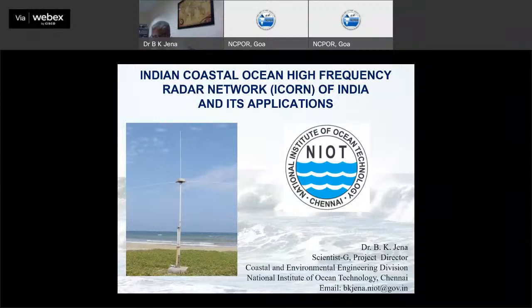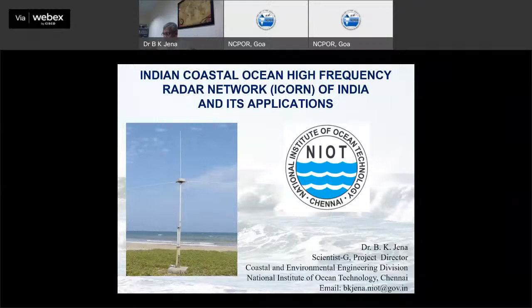So thank you all. As you are aware, this is a part of the Indian Ocean Observation Network. The National Institute of Ocean Technology operates and maintains a network of high frequency radar systems along the Indian coast, known as the Indian Coastal Ocean Radar Network, that is ICORN. It is a land-based remote sensing system capable of measuring surface currents as far as 200 km from the coast and waves and wind direction nearly 100 km offshore.